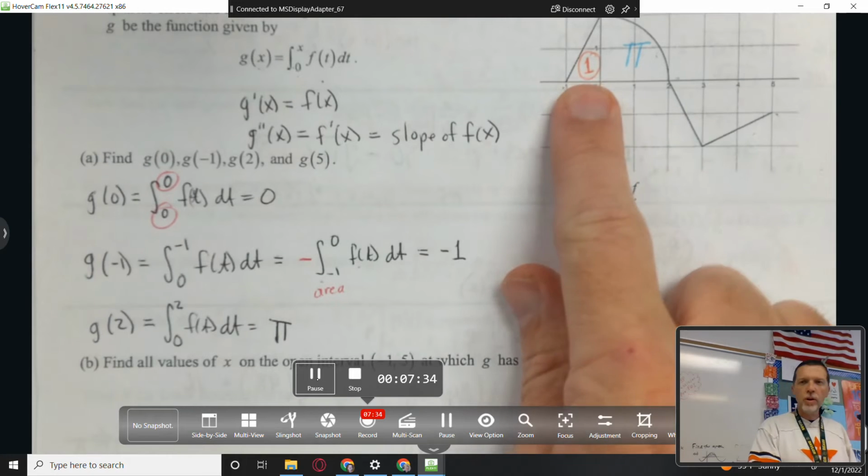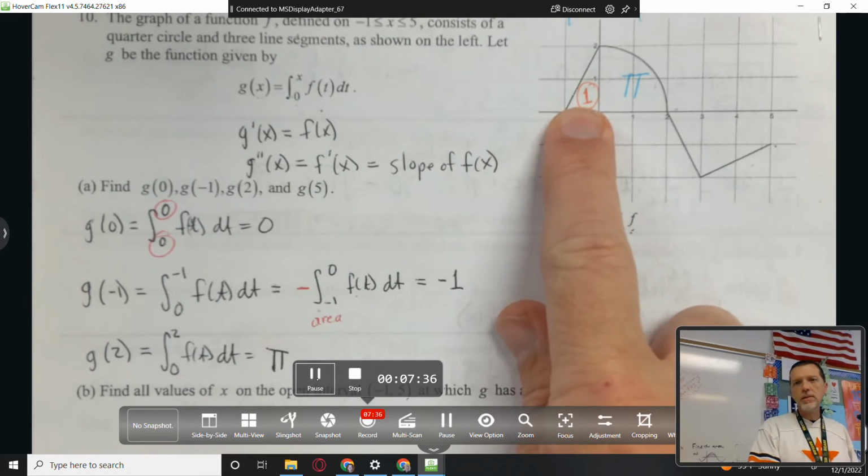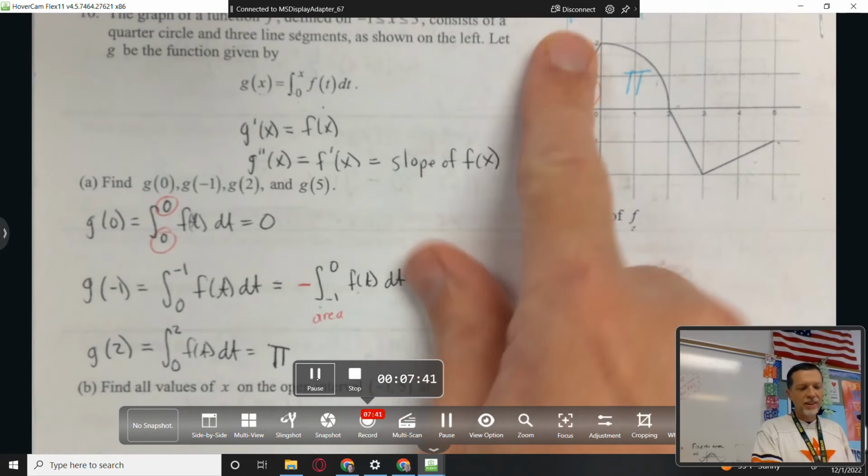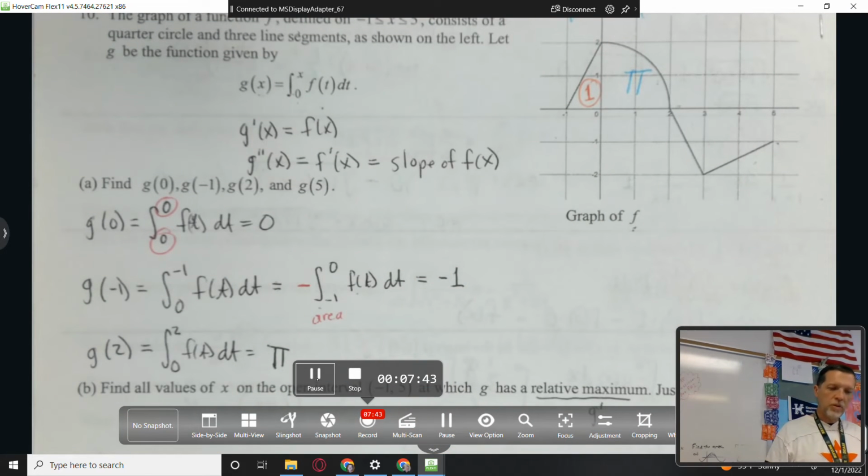Why didn't I include 1 as part of my answer? Right, I'm going from 0 to 2. I don't care what's going on over there. Just from 0 to 2 is pi.